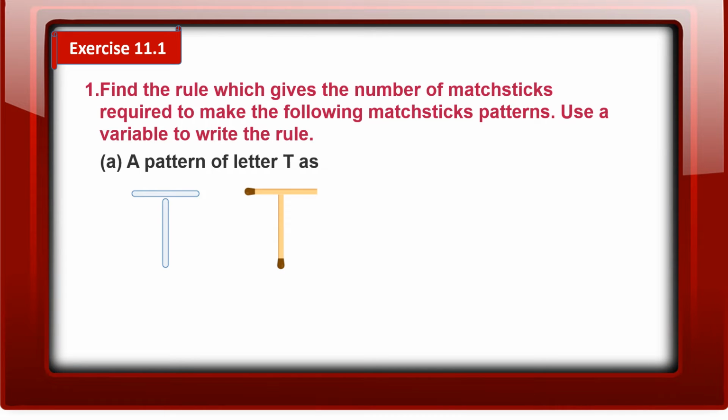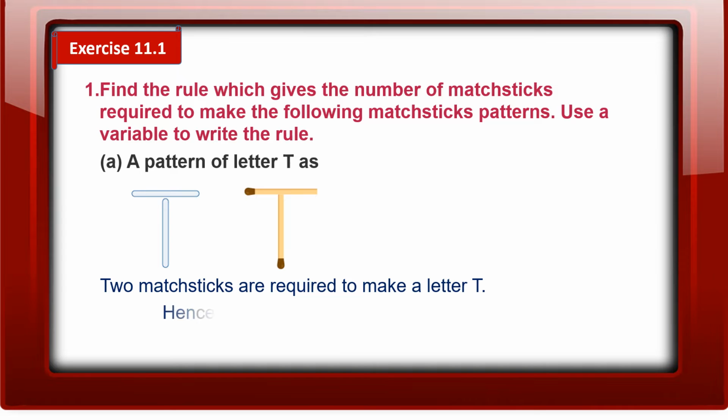So what is the rule over here? 2x, or 2t, or 2n. So this is the pattern. 2 into how many? This is 1. If you want one pattern, we need 2 into 1, 2 matchsticks. If you want 2 letters like this, we need 2 into 2, 4 matchsticks. If you want 3 letters like this, we need 2 into 3, 6 matchsticks. Okay, so that is the rule over here.